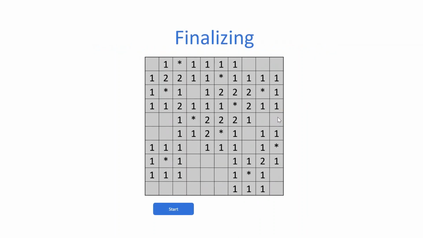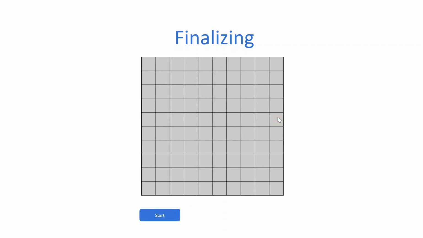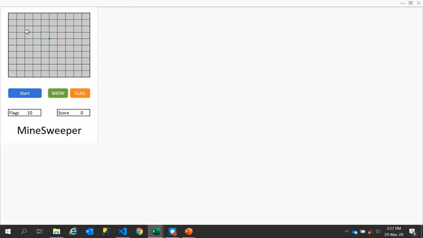Once we have placed all the numbers and bombs in the grid, we'll change the font color of the grid to gray so that the user will not be able to see it. Now let's see how the game is played. There are basically only two steps that a user can do: to show a cell or to flag a cell.